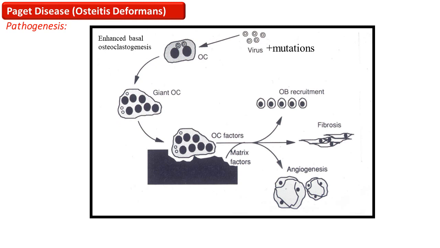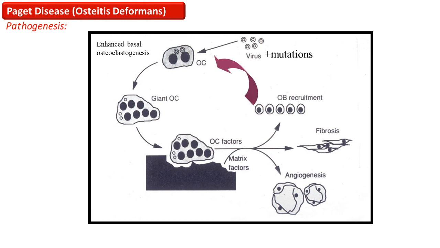This giant osteoclast then releases various factors, and there are some osteoblastic recruitment factors, while some are matrix factors. The matrix factors are responsible for angiogenesis and fibrosis, while the osteoblastic recruitment factors recruit more osteoblasts to that milieu, and due to the presence of more osteoblasts, they activate further osteoclastogenesis, and hence the circle continues.